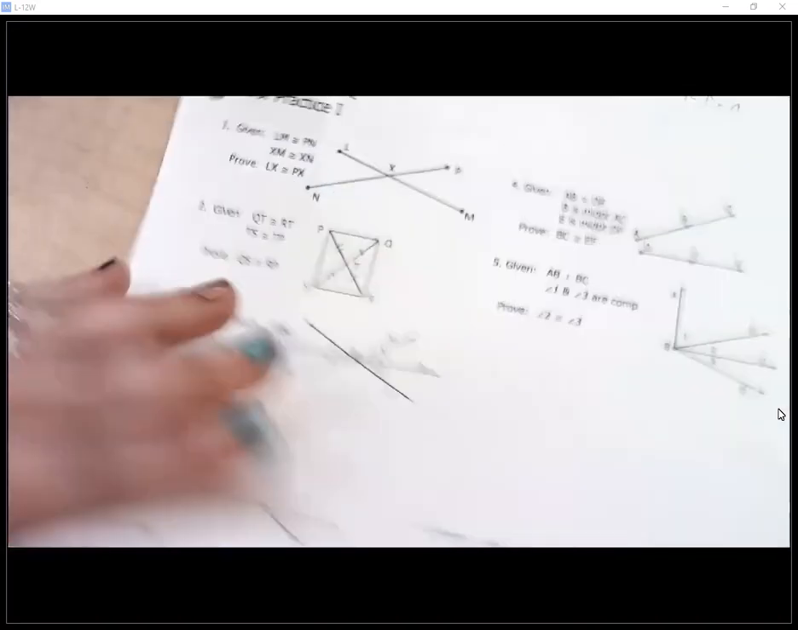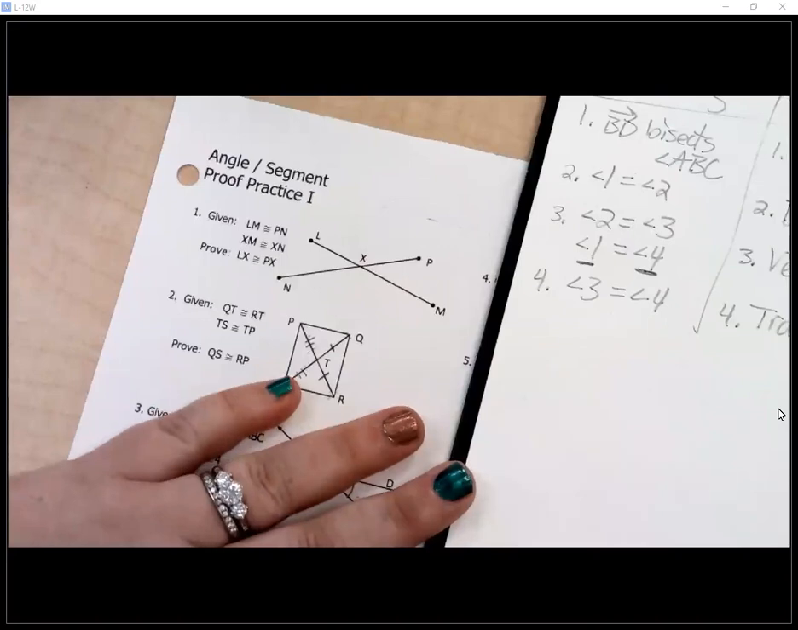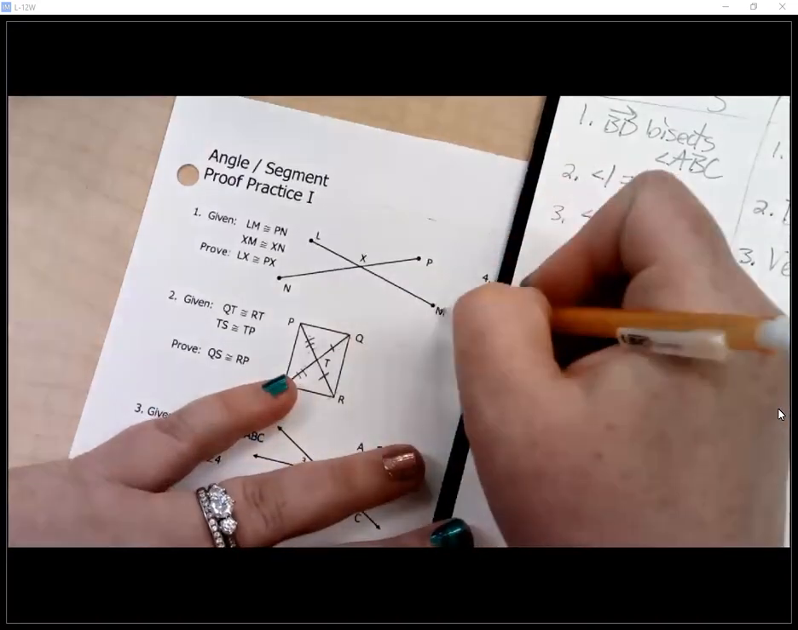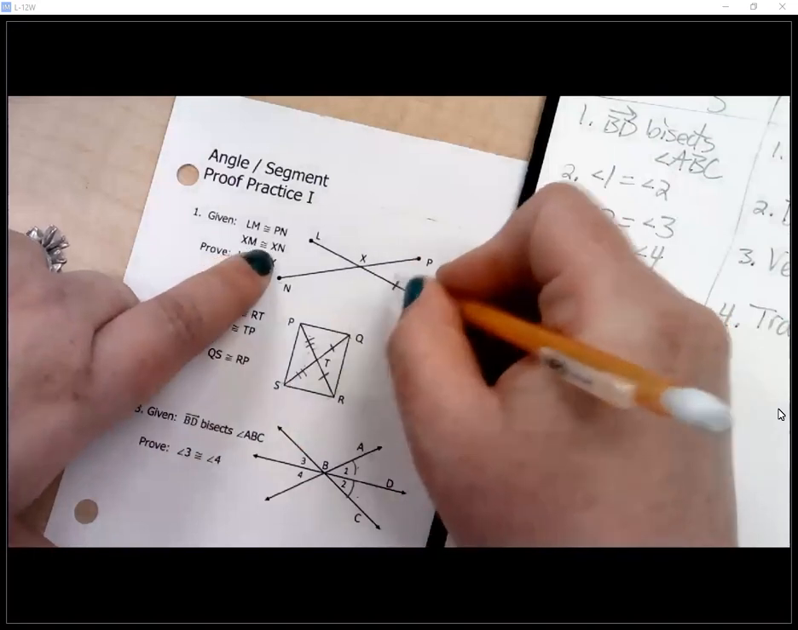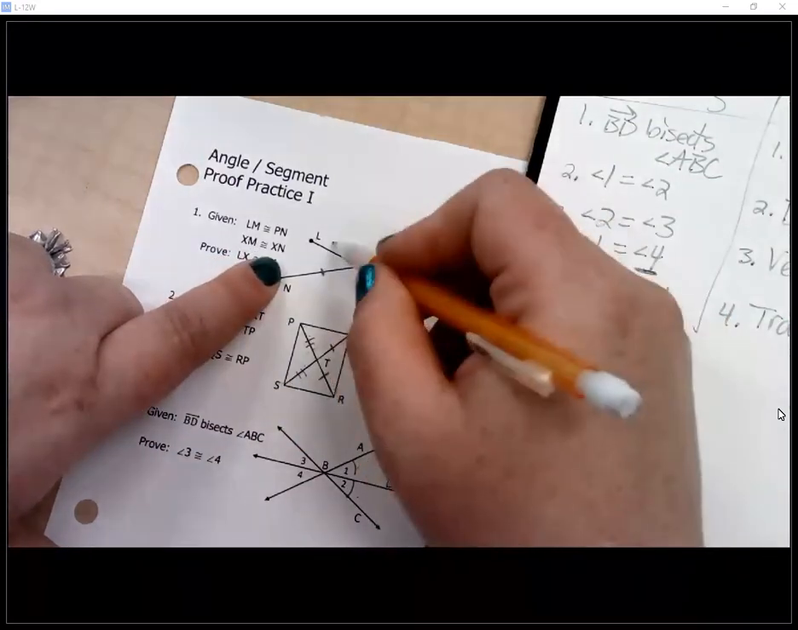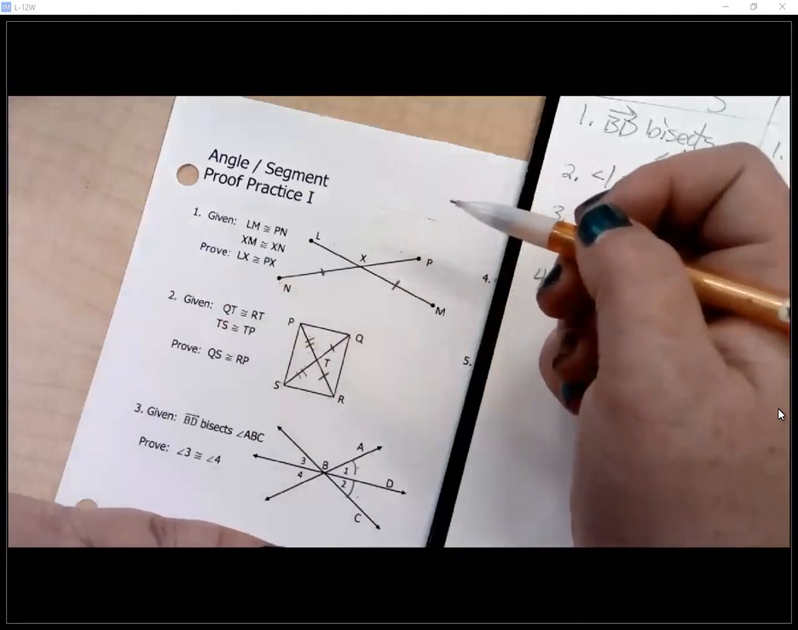All right, check this out, everybody. So we have the whole thing equal to the whole thing. I also know that this piece is equal to this piece, and I want to just get LX equal to XP, right? Let's do this.